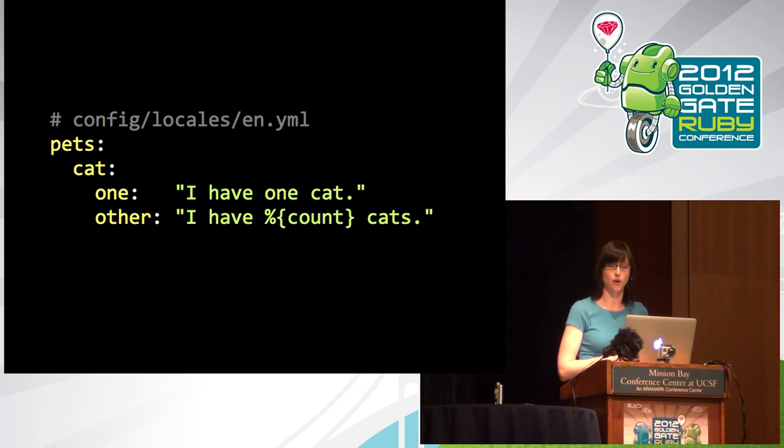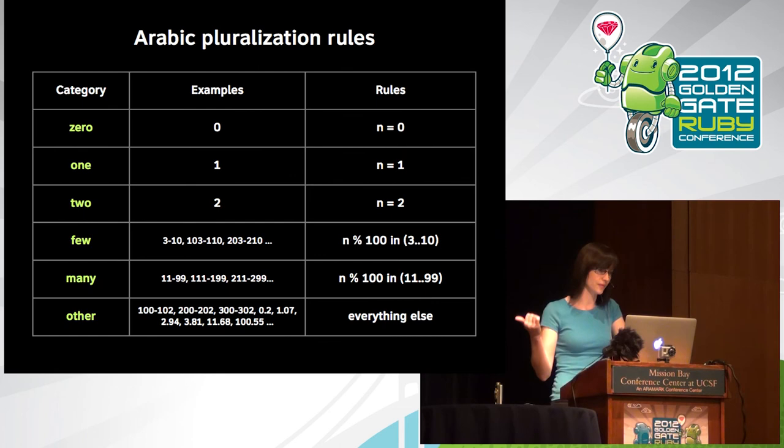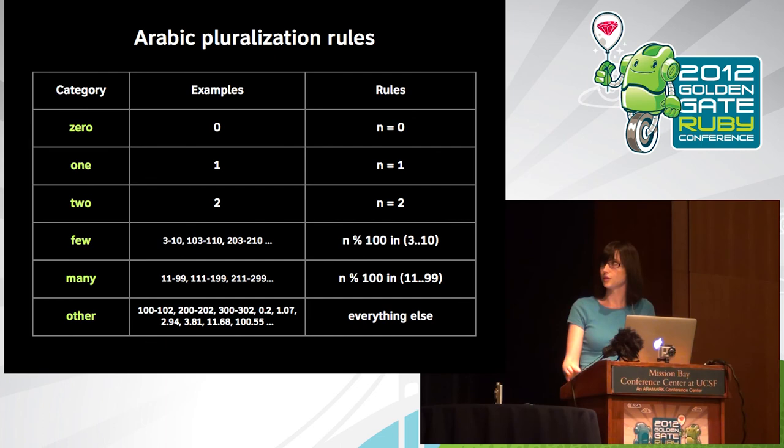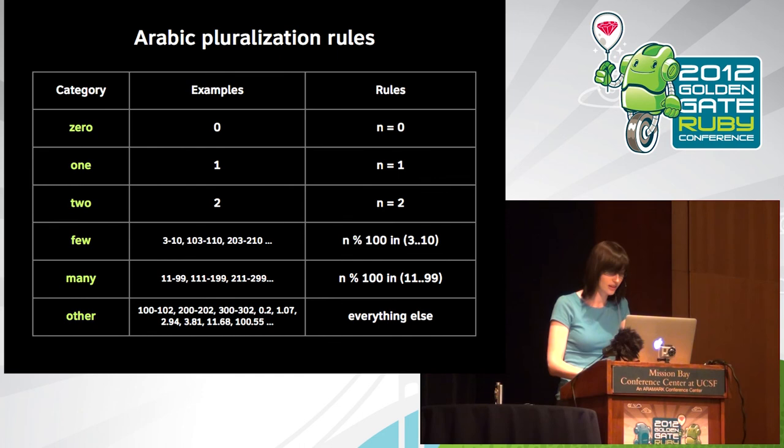But in some languages, like Arabic, it's a little trickier. So this is how the Common Locale Data Repository represents Arabic pluralization rules. And you just need to know that your app is going to have to be flexible enough to handle rules like this as well. The Russian one is equally complex and scary. Maybe more, but all right.